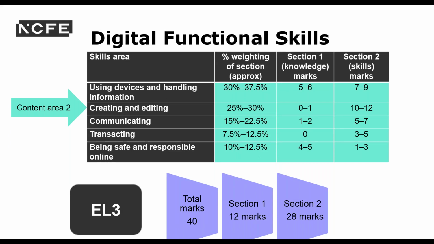Here we have the weightings for the Digital Functional Skills Entry Level 3 assessment. So for this, the creating and editing is the second content area and has the second highest weighting in the assessment after the using devices and handling information unit. There may be one question in the first section worth 1 mark, and the remaining marks will come from the tasks in the second section.